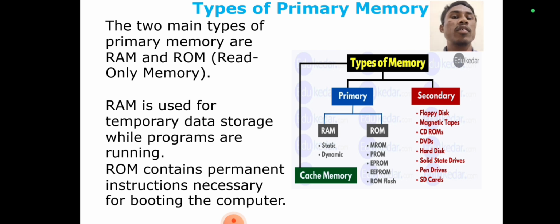We discussed types of primary memory. This is the systematic representation of primary memory. As we discussed, RAM is further classified into static and dynamic, and ROM is classified into MROM, PROM, EPROM, and several further classifications. And secondary memory includes floppy disks, hard disks, DVDs and pen drives. RAM is a temporary storage device while programs are running. ROM contains permanent instructions necessary for booting the computer.